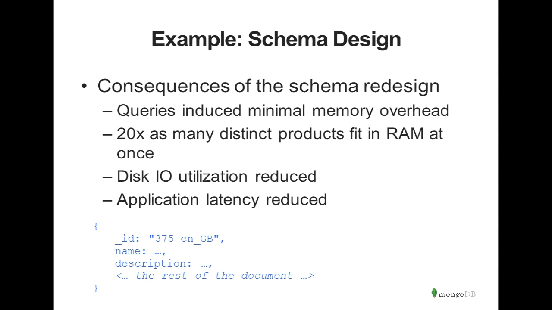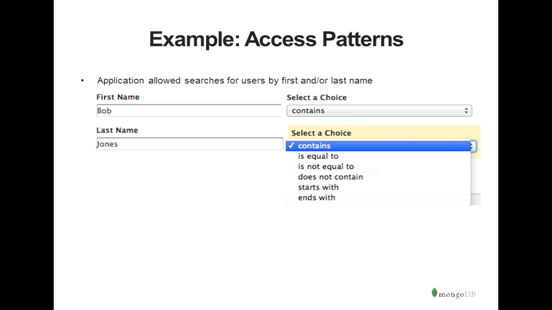So what they did to fix this problem was they created a document per locale. You can see in that example down there, the ID is now not just a number, it's a number that has a locale in it. So the application can say, okay, I want product 375 in British English, and it's only getting the name and description for that particular language. What this allowed them to do was reduce their I/O. Now 20 times as many products could fit in RAM, and their disk I/O and their latency was reduced. Okay, so that was an example of a schema design change that resulted in a performance increase.